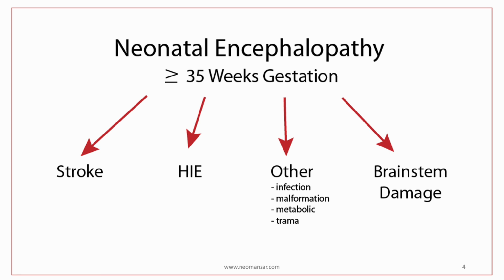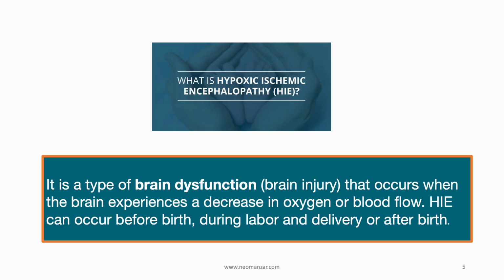So what is neonatal encephalopathy? It could be stroke, HIE, infections, and brainstem damage. Remember that HIE is only one part of neonatal encephalopathy. So preferably neonatal encephalopathy is a better term than hypoxic ischemic encephalopathy, as the words hypoxic ischemic are really difficult for the family to understand. If you say encephalopathy, that is inclusive of other things as well. Anyway, HIE is one of the encephalopathies.